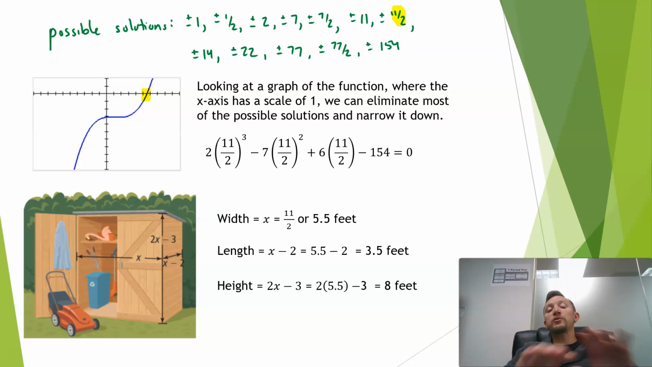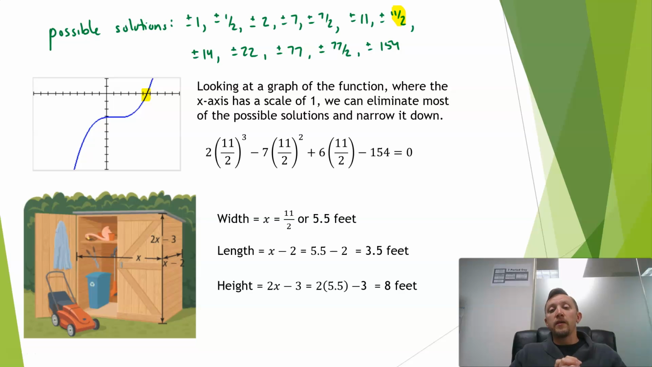So again, just to put it all in a nutshell here, we use the factors of the constant divided by the factors of the leading coefficient, so P over Q, to get all the possible solutions. And then what we're going to do is look at a graph, and from the graph, we're going to try to figure out which one or which ones of those are our possible solutions.